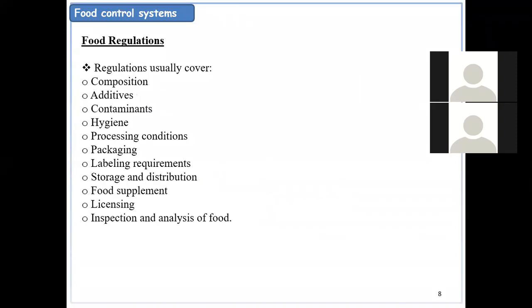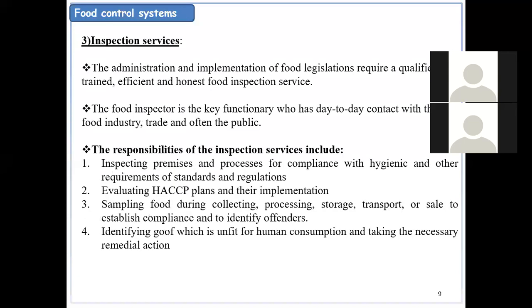So examples of food regulations can cover composition, additives, contaminants, hygiene, processing conditions, packaging, labeling requirements, storage and distribution, food supplements, licensing, inspection and analysis of food. And I can tell you that we do have standards for all of these, and we also have more standards covering many other contaminants of food.